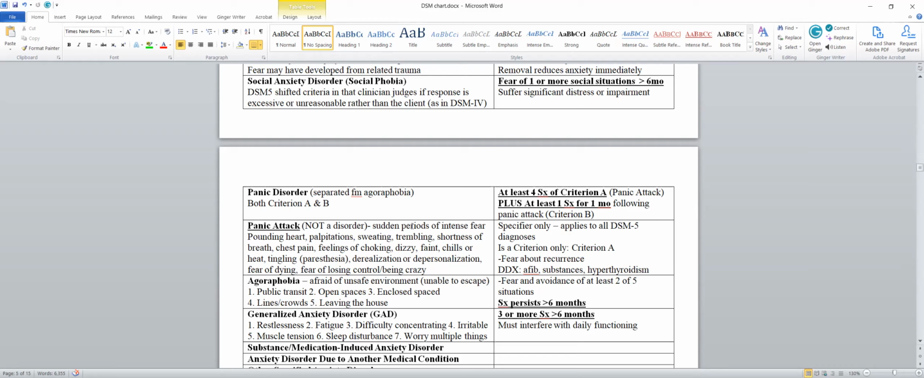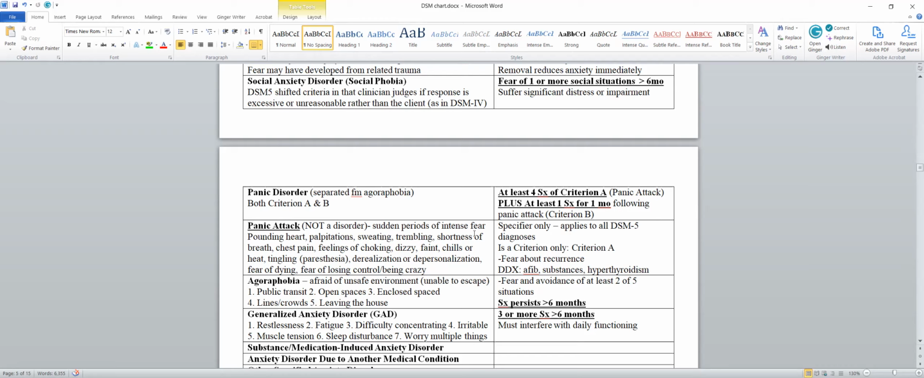There can be a fear about reoccurrence, and differential diagnosis is atrial fibrillation, substances, and hyperthyroidism. So panic attacks are sudden periods of intense fear, and then they have all these physiological reactions. They're not going to have all of these. They could just have some; people experience different physiological symptoms. So someone could have a pounding heart and palpitations. They could sweat, but they wouldn't have, say, for example, dizziness, or chills, or a tingling feeling.